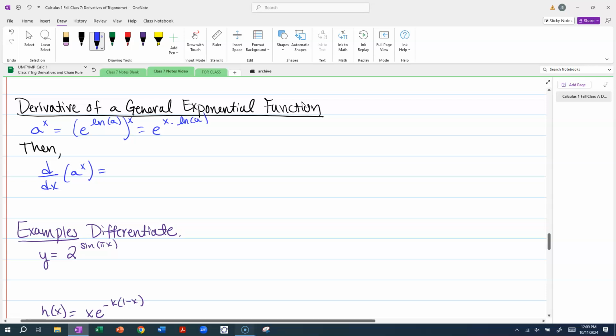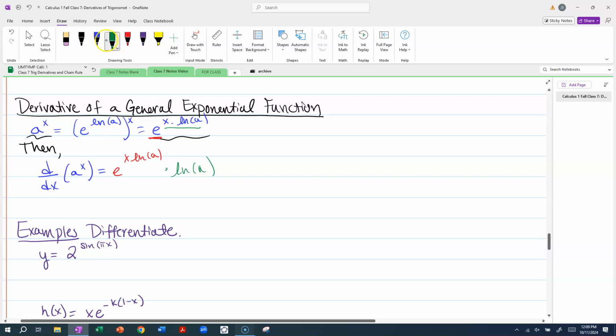And so in this form, I can take the derivative of a to the x. Looking at the very outside, I have an e and then x ln of a in the exponent. So I could do this as e to the x ln of a. Derivative of e to the x is e to the x, and then I need to multiply that times the derivative of the exponent, which is ln of a.